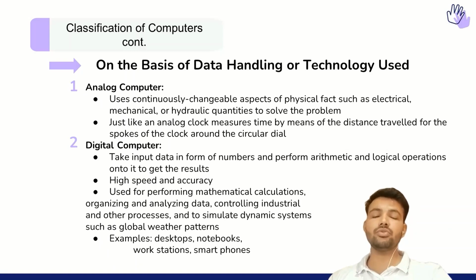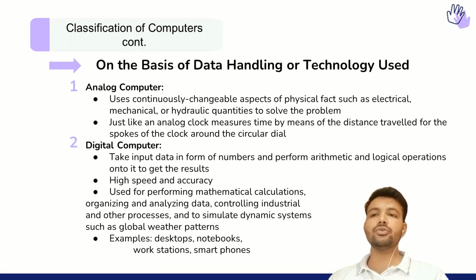So let's come to the next type of classification, which is on the basis of data handling and the technology used. Basically, here we will classify the computer on the basis of how it is handling the data. Is it handling the data in an analog manner or a digital manner or a hybrid? So basically हमारे पास तीन टाइप के कंप्यूटर्स यहाँ पे हैं. One is analog computer, second is digital computer, and third is a hybrid of both.